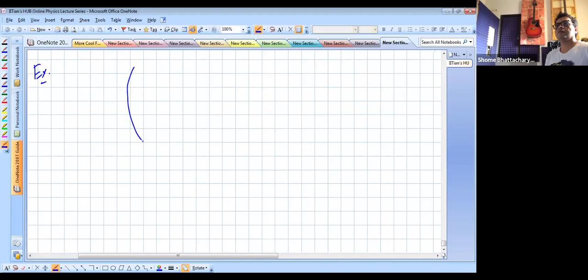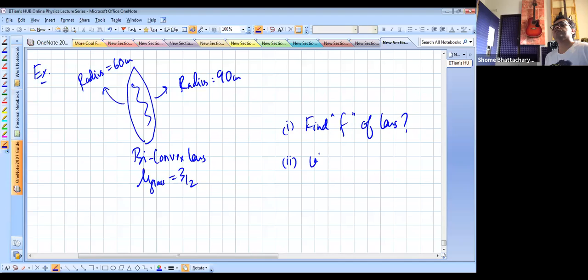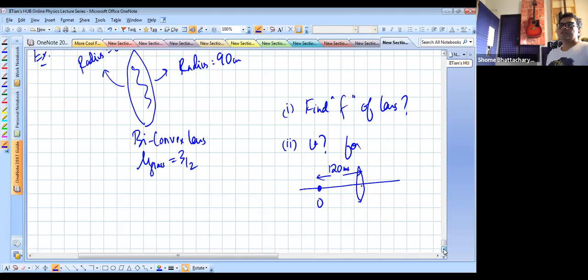Let's take a case where we have a biconvex lens. This side has radius, let us say, 60 centimeters, and this side has radius 90 centimeters, and the refractive index of glass is 3 by 2 or 1.5. We have to first find the focal length of the lens, and secondly find the position of the image if we keep an object over here at a distance of 120 centimeters from the pole of the lens. So where will the image be located? Let's work this example out systematically.